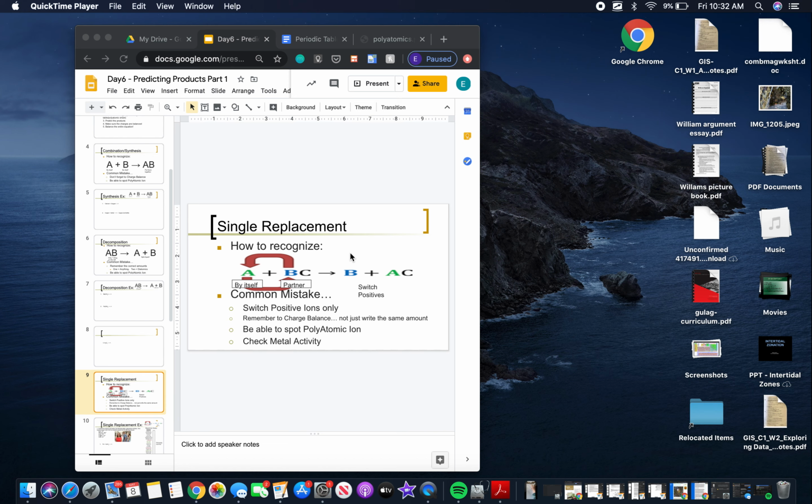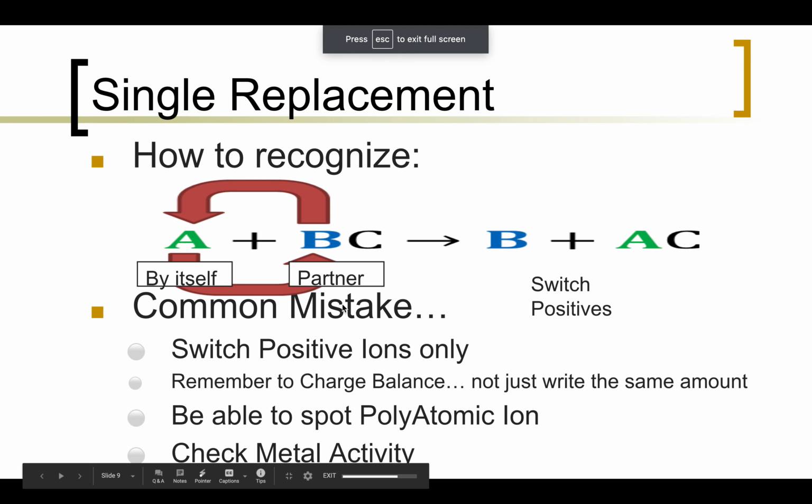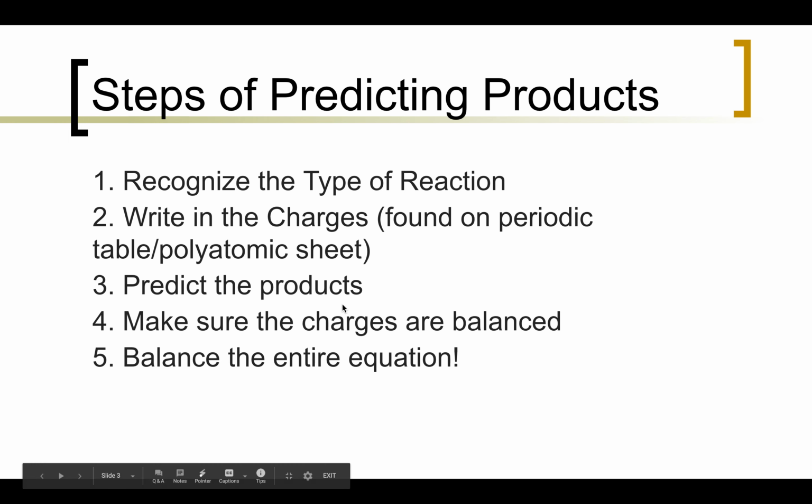Back with predicting products part 2. So we're going to cover our single replacement and our double replacement reactions. I'm just going to remind us all of our steps of predicting the products, right?